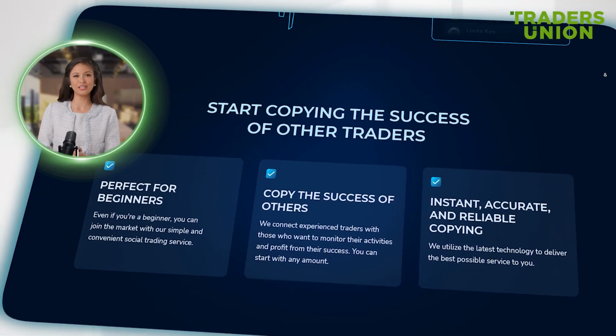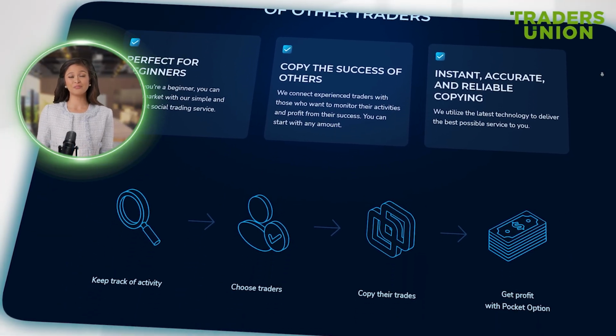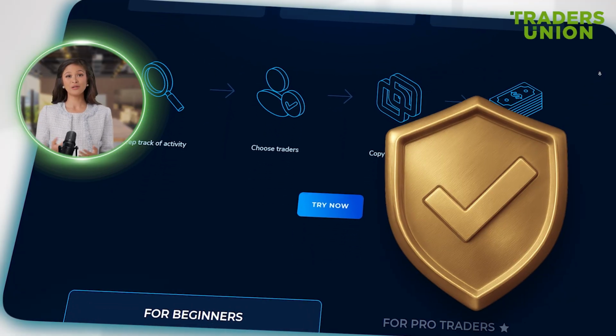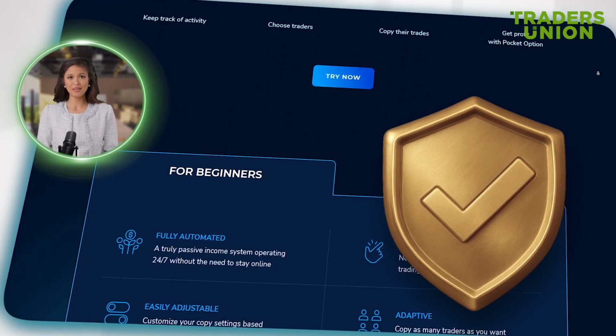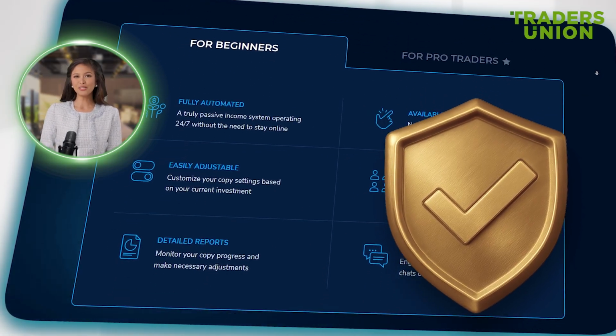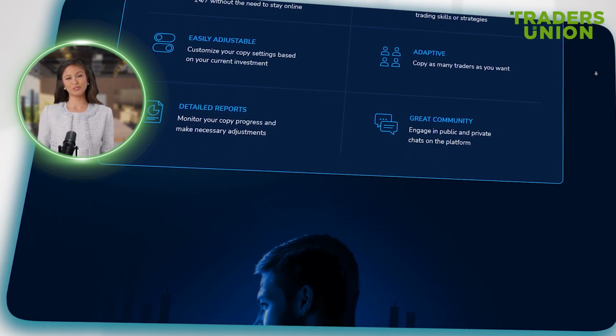That said, there are still risks. Even the best traders have losing days. But the structure can help you get oriented, especially if you're new to trading. Overall, it's a useful feature for learning by observation, watching how others trade, and slowly forming your own approach.